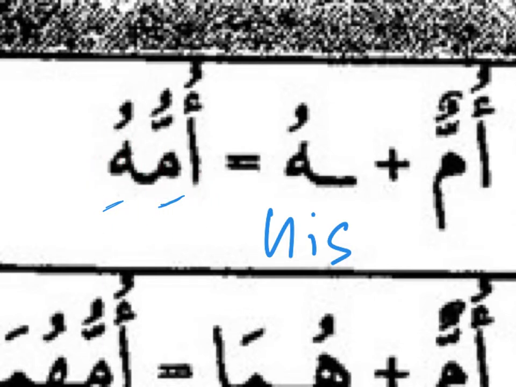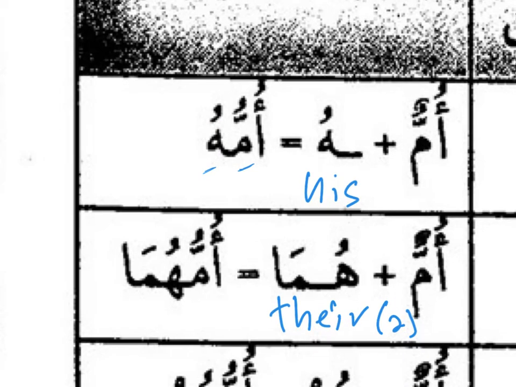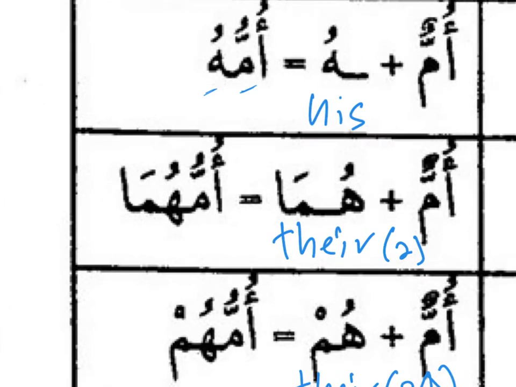Yeah, but if it is with a dhamma, you say ummuhu. If it is with a fatha, you say ummahu as well. So it is either hu or he. That is for the hu. What about huma? Huma is similar.